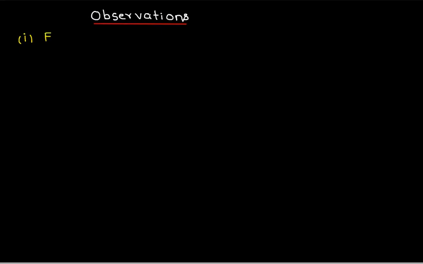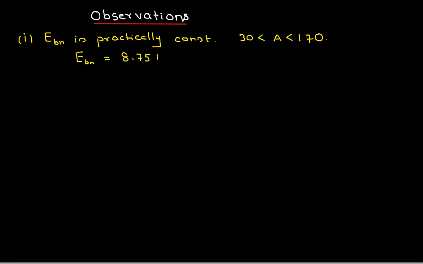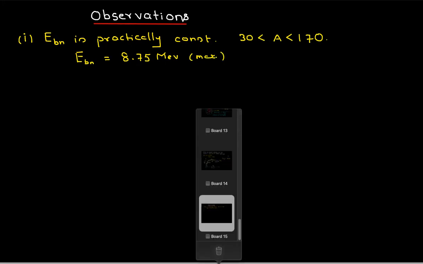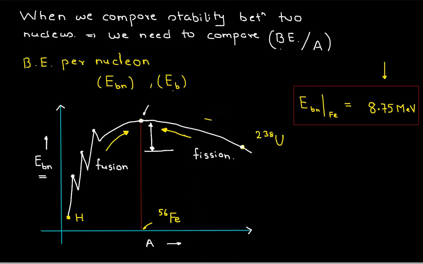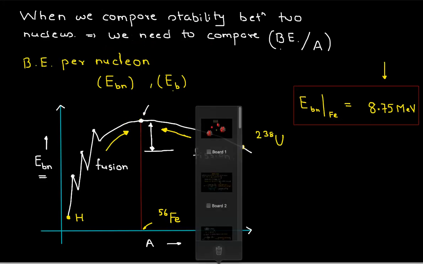So binding energy per nucleon is practically constant for the mass number between 30 and 170. And maximum binding energy is 8.75 MeV. This is the max. So you can see here, like I'm talking about this zone, it is more or less constant here. Okay. There's a plateau there.